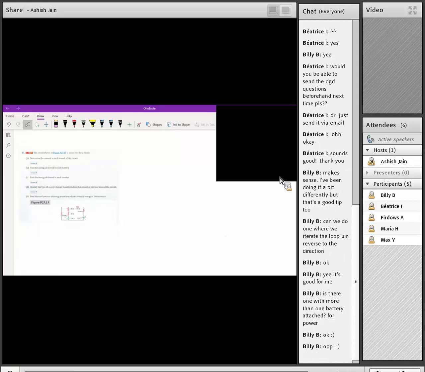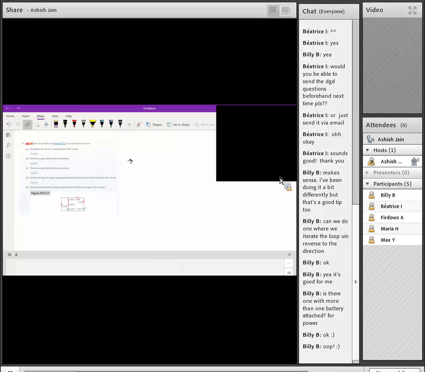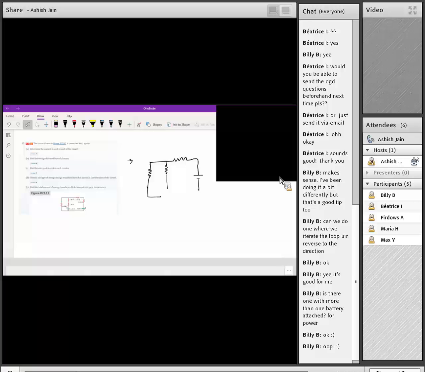Question 2. So yeah, it looks a little complex, right? So let's see. Determine the current in each branch of the circuit. So let's first draw the circuit. We have space. Let's draw the circuit. I'm just simplifying it so that it doesn't look scary.